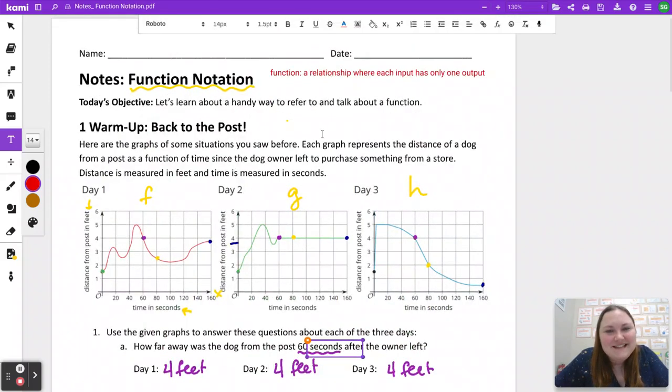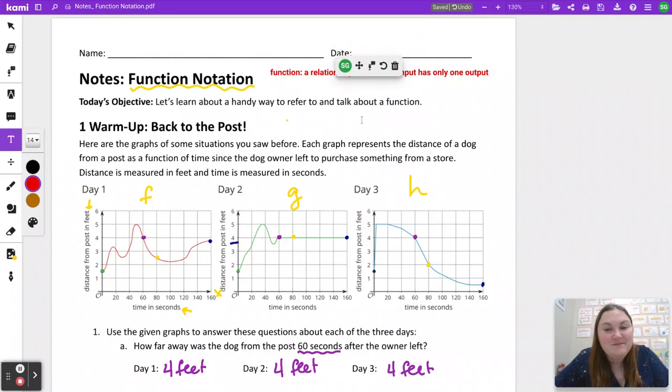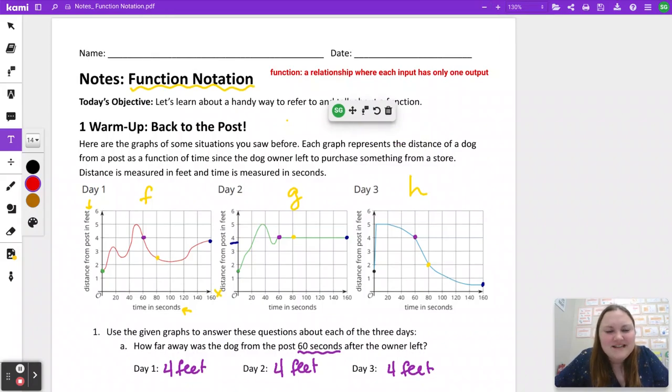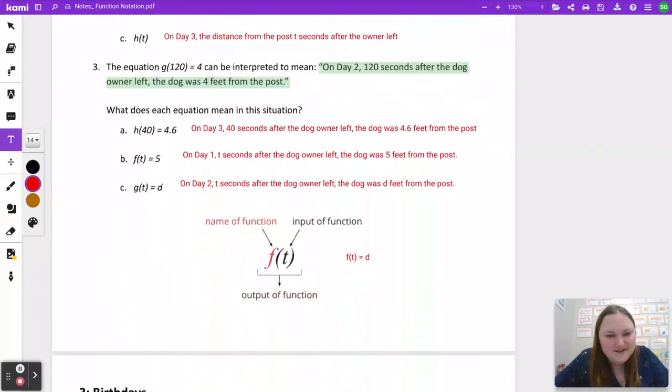We started off this lesson by visiting this idea we had talked about yesterday. We introduced this definition of a function yesterday, and that's going to be the important part for this question. Our definition of function yesterday was a relationship where each input has only one output. You're going to need that information and that definition to help you with this last part.